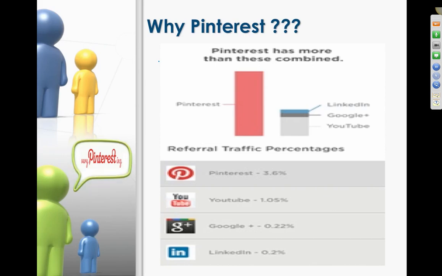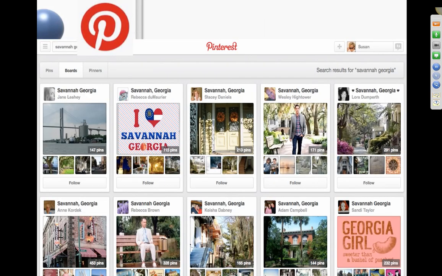And again, more recent statistics. The referral traffic from Pinterest is 3.6%, YouTube 1.05%, Google+ 0.22%, and LinkedIn 0.2%. So definitely a major contributor to traffic.